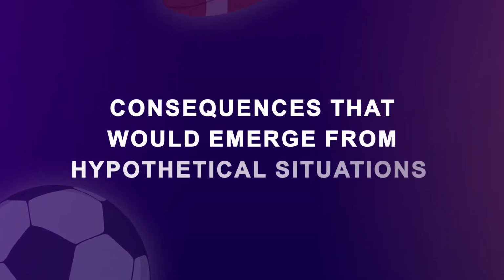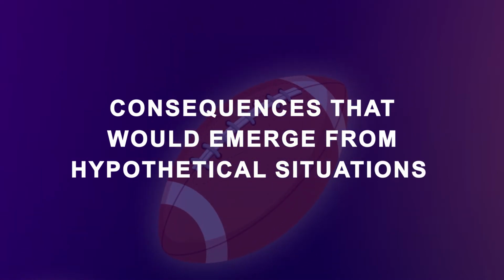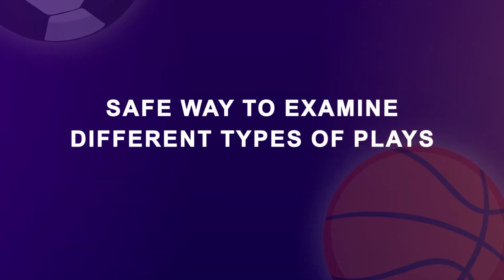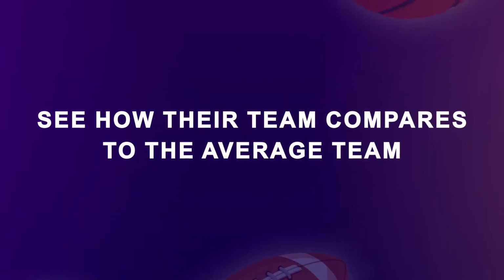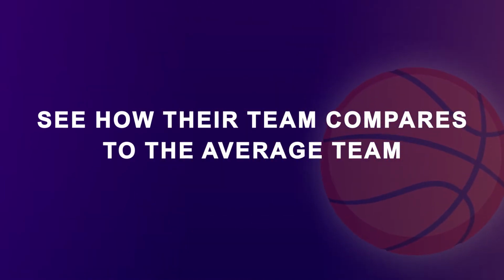This network can now be used to look at the consequences that would emerge from hypothetical situations. This provides coaches with a safe way to examine different types of plays without putting their players in harm's way. Coaches can see how their team compares to the average team in order to help determine their specific strengths and weaknesses. The ghosting scenario can be changed so that instead of reflecting an average team, a specific team is reflected instead. Specific aspects of the team, such as defensive behavior, can be compared.